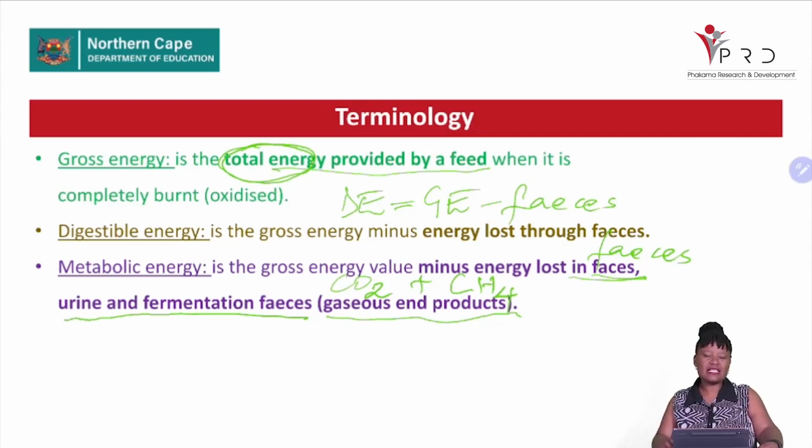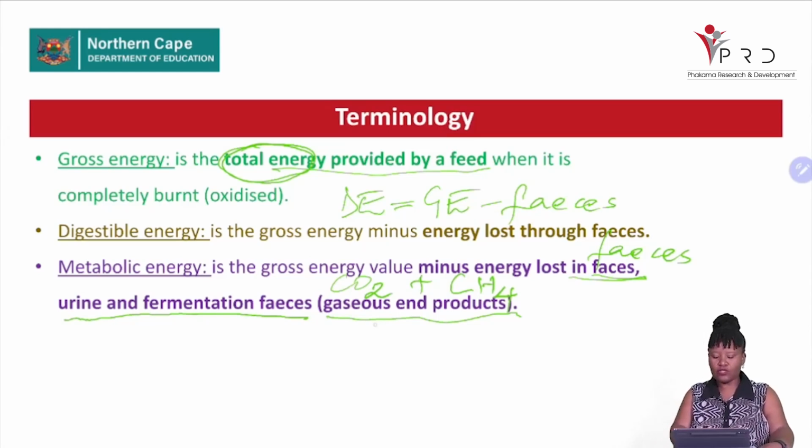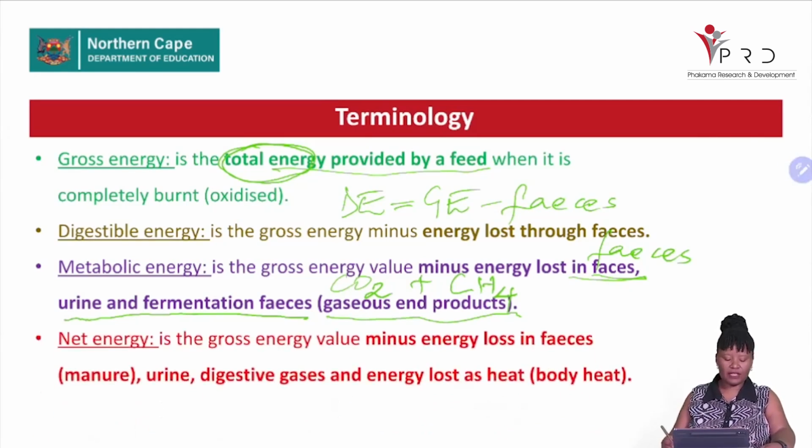So for metabolic energy to be there, there must be digestible energy, from which you are going to minus feces, you are going to minus urine, and also the gaseous exchange, which is methane and carbon dioxide. And fourthly, we look at net energy.